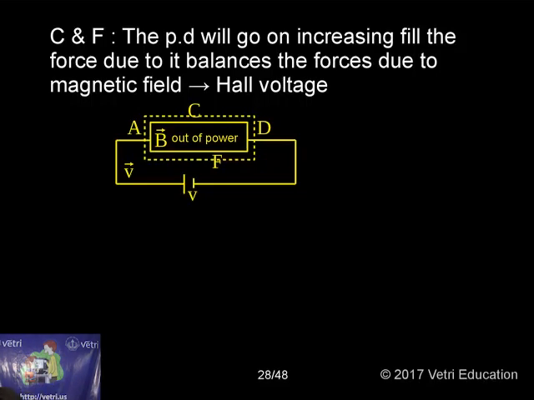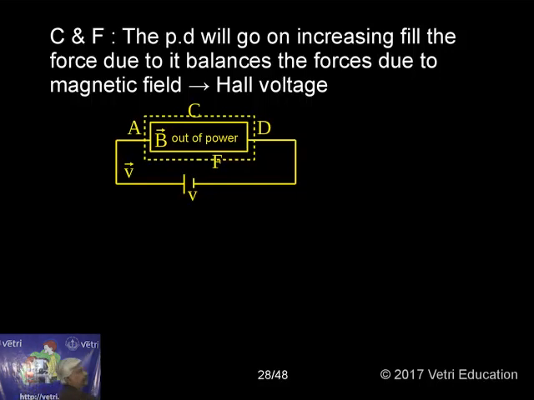Another thing, the potential difference will go on increasing till the force due to it balances the force due to the magnetic field. That voltage is called Hall voltage. So I take a metal like that.